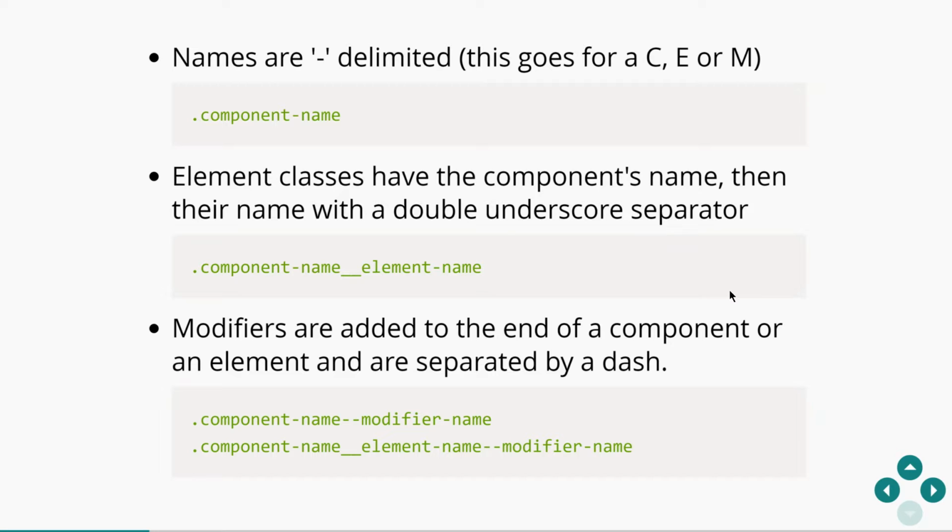So this is a modifier of a component, so it's just the component name dash modifier name, and this one is a modifier on an element. So this element is a little different than other ones that are of the same type.